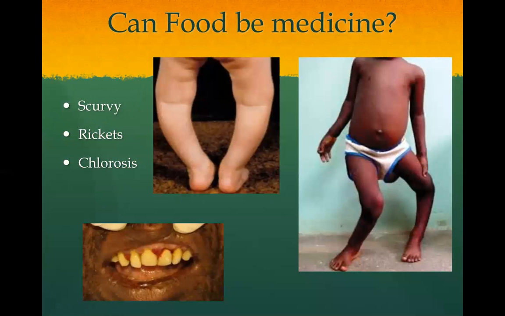So, can food be medicine? The answer is absolutely. In these pictures, you see disease. The child with the bowed legs in the middle of the screen has rickets, which is due to vitamin D deficiency. Chlorosis is due to iron deficiency, and scurvy is due to vitamin C deficiency. And you can see scurvy right here.